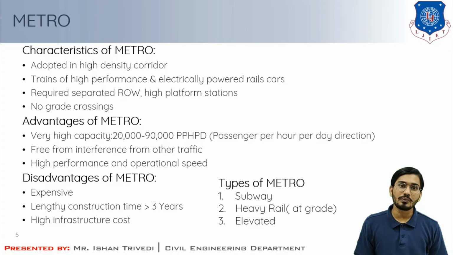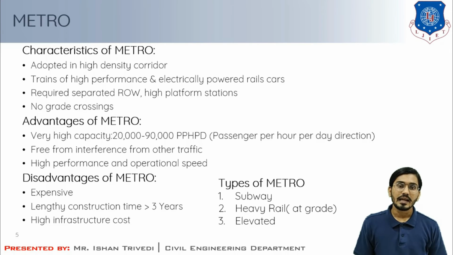Then if I'm talking about heavy rail at grade, in this category the metro runs over a ballast track, the way our Indian Railway runs on the ballast track. It is one of the cheapest ways of plying the metro. Generally, metro at-grade stations are provided at the suburban area and the main city distance, which means it connects the suburban area and the main city.